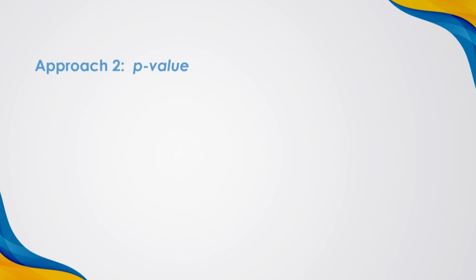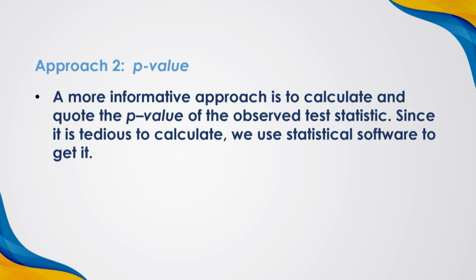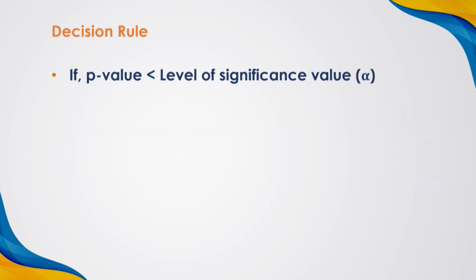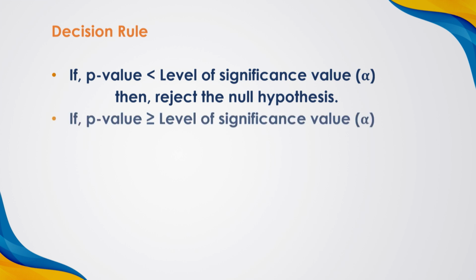Approach 2, p-value approach. A more informative approach is to calculate and quote the p-value of the observed test statistic. Since it is tedious to calculate, we use statistical software to get it. The p-value is the lowest level at which H0 can be rejected. The smaller the p-value, the stronger the evidence against the null hypothesis. Decision rule. If p-value is less than level of significance alpha, then reject the null hypothesis.